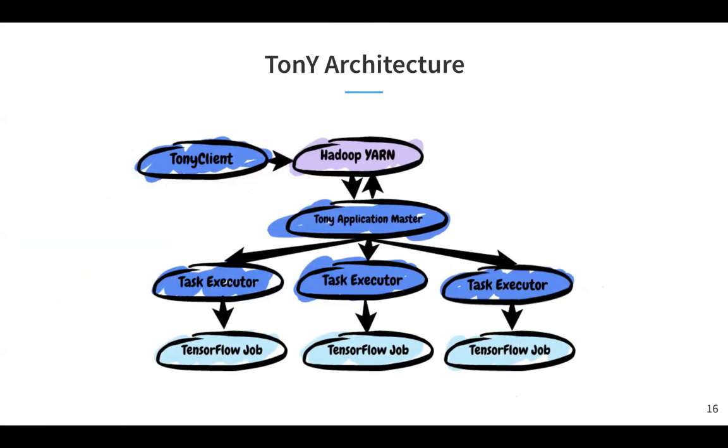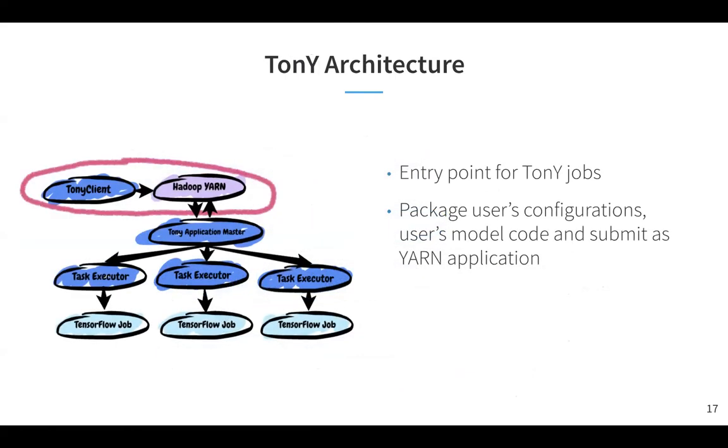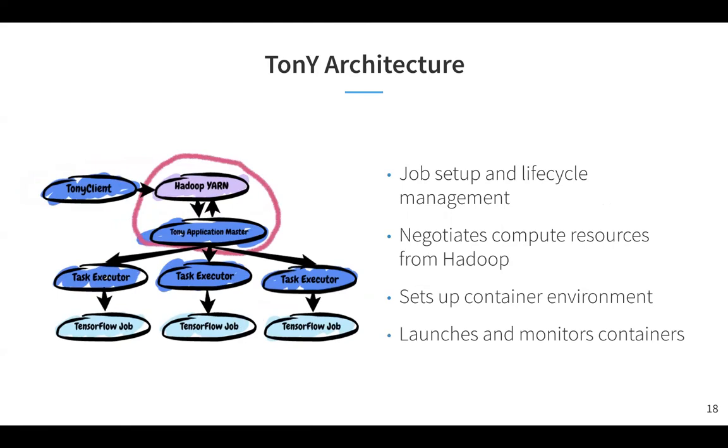After talking about what Tony is, let's move on to a quick introduction to Tony's architecture. Tony has a couple of components. The first one is the Tony client. The Tony client is what the user interacts with, so it is the entry point for Tony jobs. It's responsible for packaging the user's configurations and model code, and submitting them as a YARN application. Once the Tony client submits the job to Hadoop, Hadoop creates one container to launch something called the Tony Application Master.